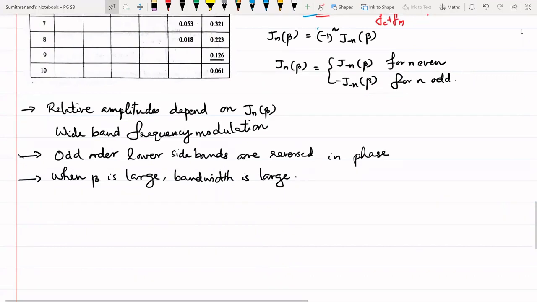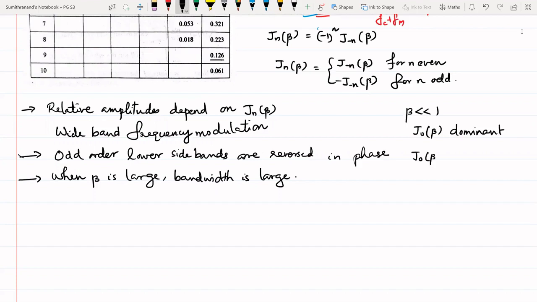Now let us recollect another important property of this Bessel function. When the modulation index beta is very much less than 1, that is, the argument of the Bessel function is very much less than 1, then the J0 beta term becomes dominant. The value of J0 beta is approximately equal to 1, and that of J1 beta is approximately equal to beta by 2, and J n beta is approximately equal to 0 for n greater than or equal to 2.